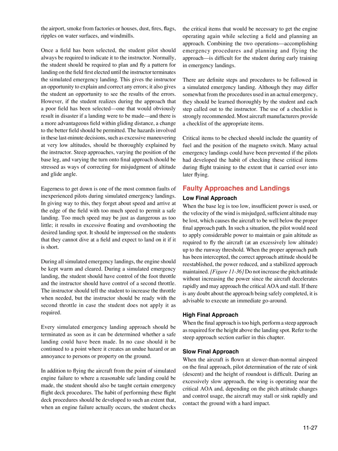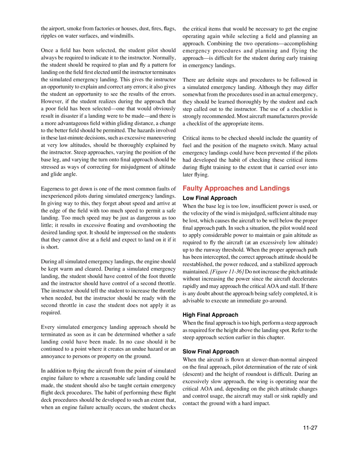However, if the student realizes during the approach that a poor field has been selected, one that would obviously result in disaster if a landing were to be made, and there is a more advantageous field within gliding distance, a change to the better field should be permitted. The hazards involved in these last-minute decisions, such as excessive maneuvering at very low altitudes, should be thoroughly explained by the instructor. Steep approaches, varying the position of the base leg, and varying the turn onto the final approach should be stressed as ways of correcting for misjudgment of altitude and glide angle.